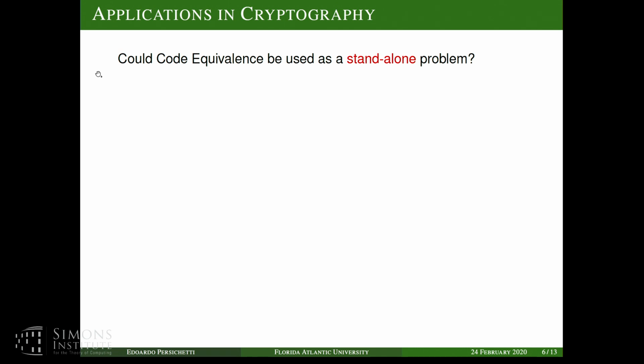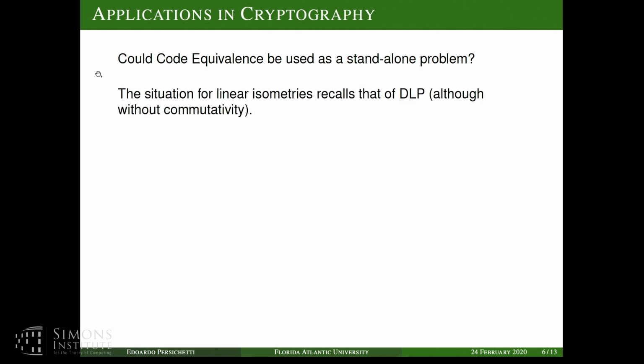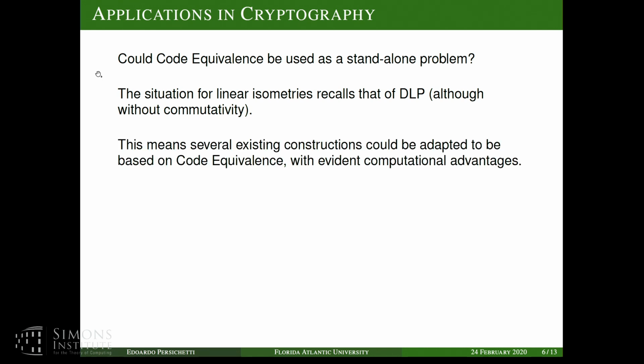And I will not divulge here too much about the construction of the schemes, because this is supposed to be a cryptanalysis talk. But indeed, the situation kind of recalls that of discrete logarithms, except that the action of linear isometries is not commutative. So in a sense, we're kind of a little bit more akin to the situation of isogenies, so to speak. But for example, we can adapt some existing constructions to be based on code equivalence. And the selling point is that, of course, we have a big computational advantage because the arithmetic is easy, right? It's linear algebra, essentially.